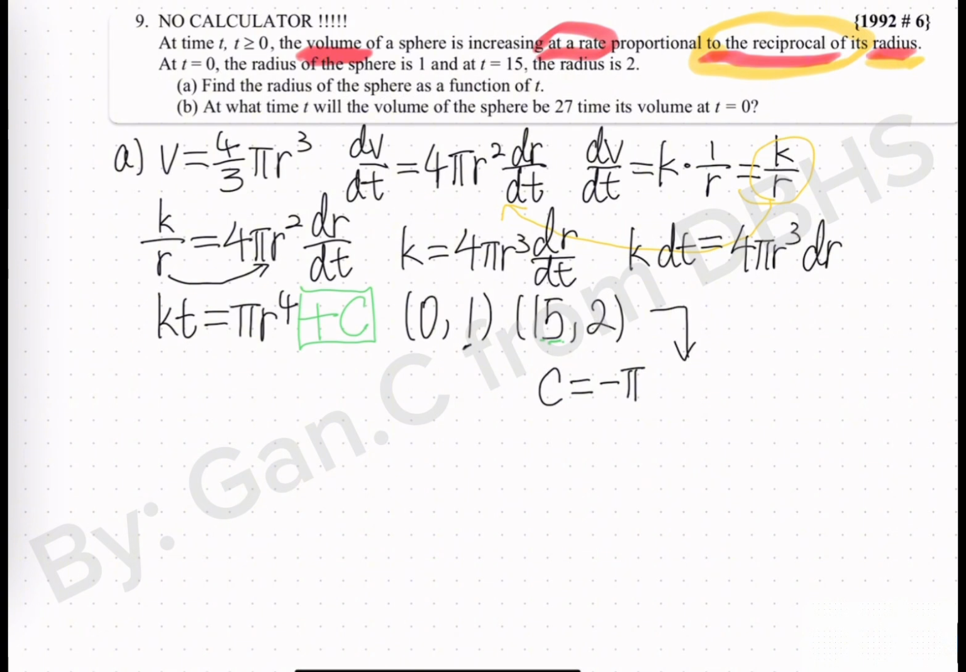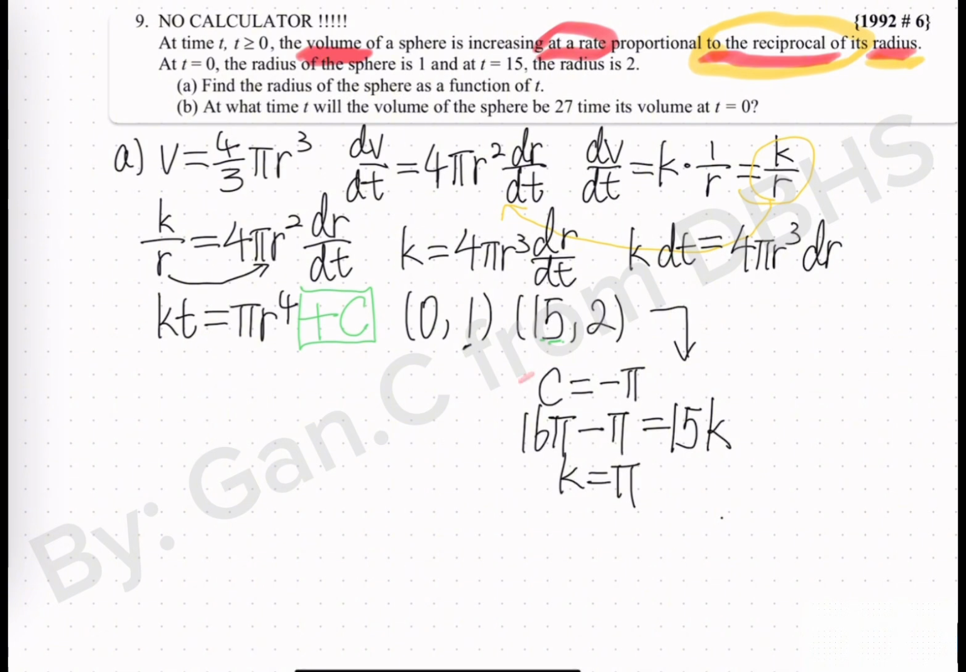Let's write it out. It can be a little bit hard. Then that will be 16 pi. That's 2 to the fourth, minus pi, right? Equals 15k, right? Because t is 15, and c is negative pi, and r is 2, and 2 to the fourth is 16. That's apparent. So what is k? k is pi.